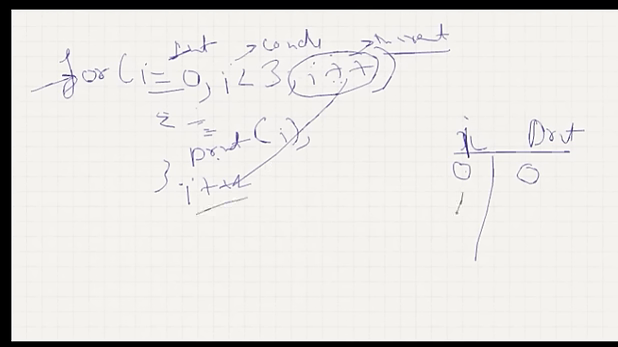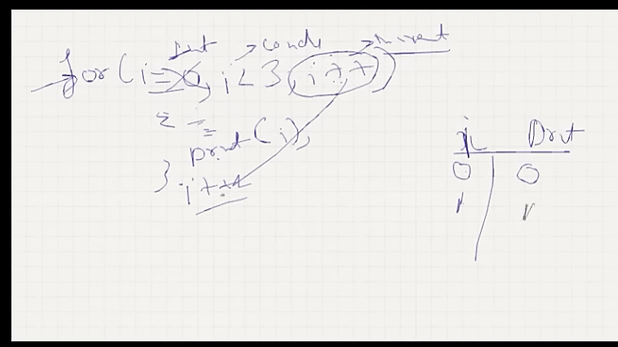i becomes 1. Now again it will go in; initialization will no longer happen, because it runs only once, as I said. i less than 3, is 1 less than 3? True. It will again go in. Again, i plus plus is not running. It will go in, print i. What was the value of i? 1. It will print 1.